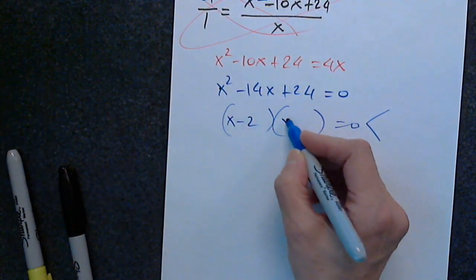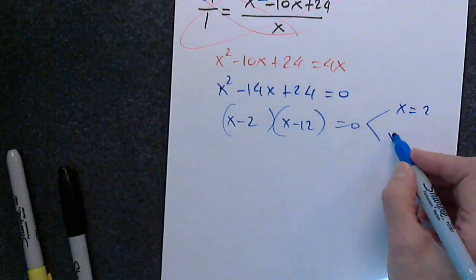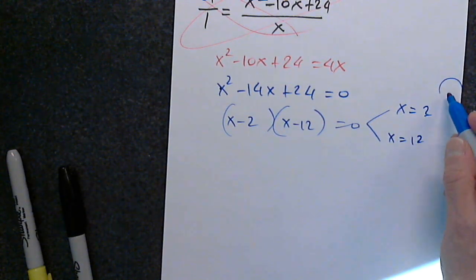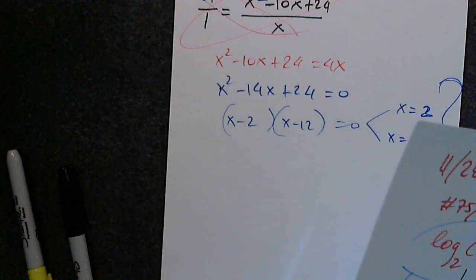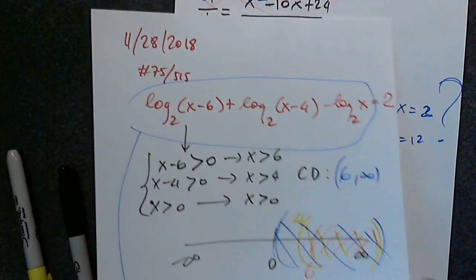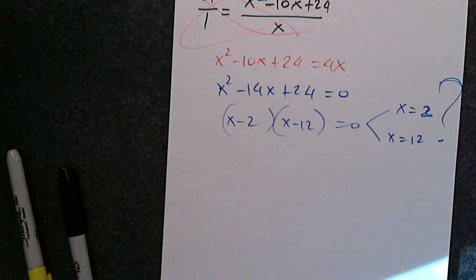Very good. X minus 2, x minus 12. So then x equals 2 and x equals 12. And of course, I have to be very careful. That's the reason why I stated the domain. And I worked hard for this, right? So the domain is 6 to infinity. Then what do I conclude?